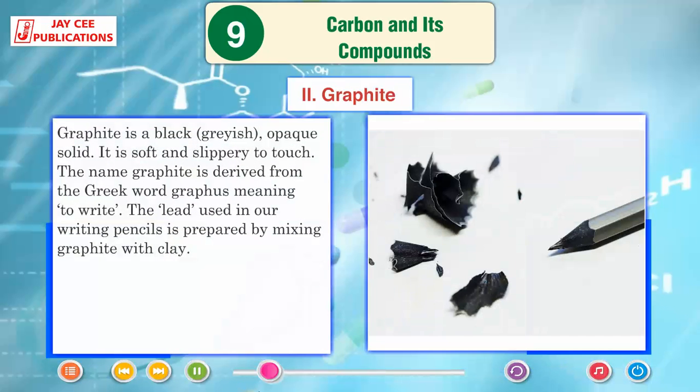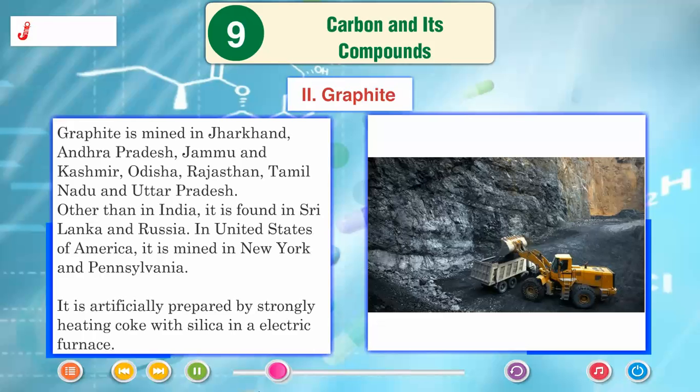Graphite. Graphite is a black grayish opaque solid. It is soft and slippery to touch. The name graphite is derived from the Greek word graphos meaning to write. The lead used in our writing pencils is prepared by mixing graphite with clay. Graphite is mined in Jharkhand, Andhra Pradesh, Jammu and Kashmir, Odisha, Rajasthan, Tamil Nadu and Uttar Pradesh. Other than in India, it is found in Sri Lanka and Russia. In the United States of America, it is mined in New York and Pennsylvania.